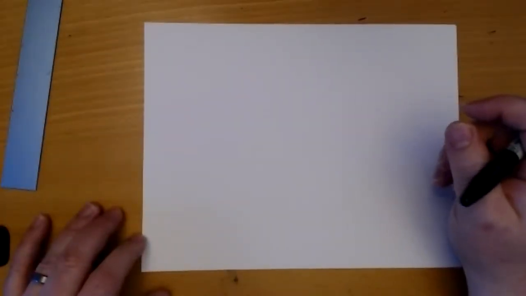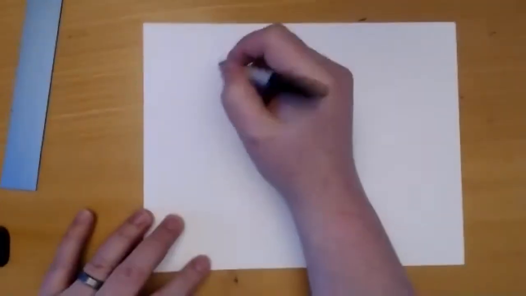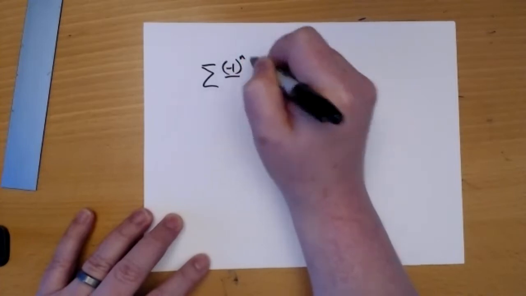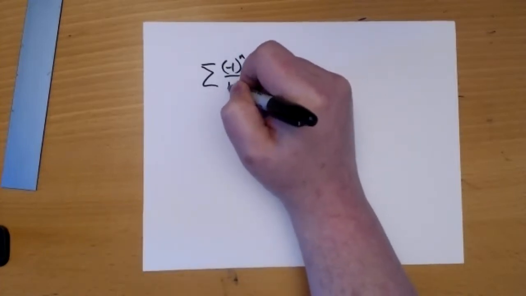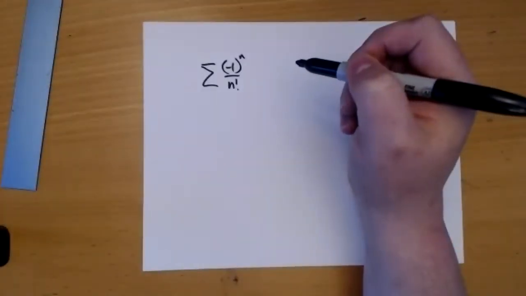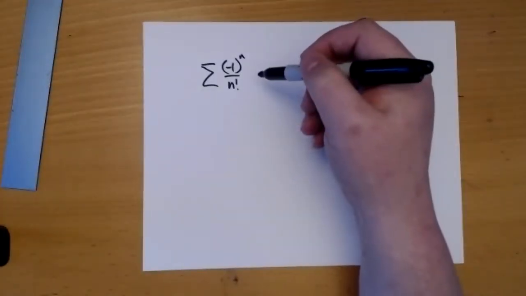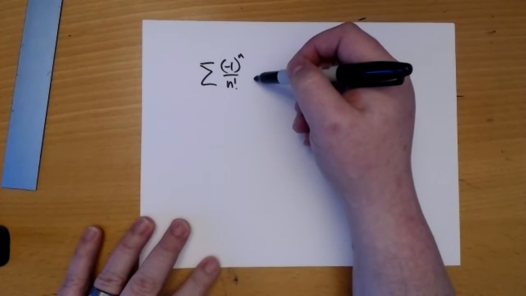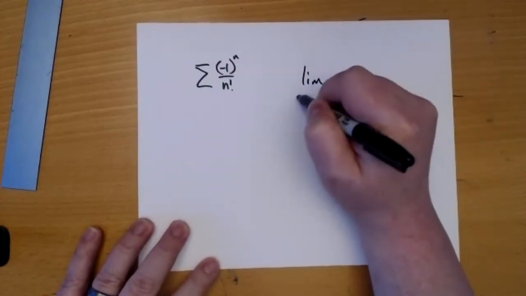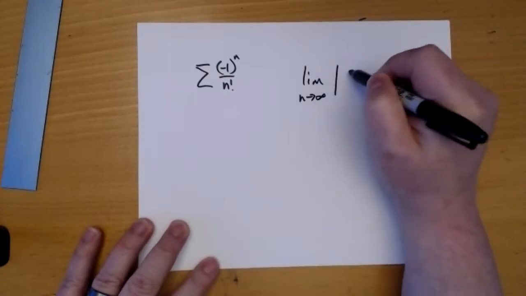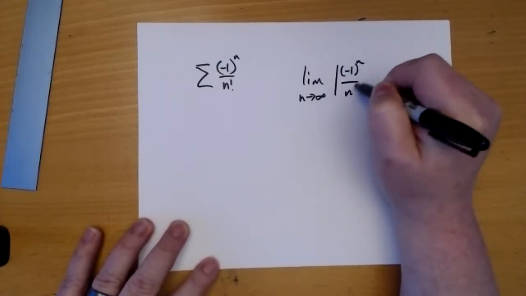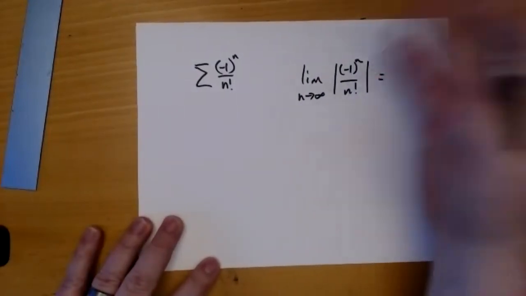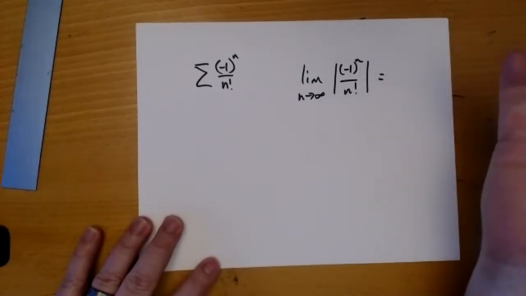Oh, okay, so 25 would be -1 to the power of n over n factorial. Well, this is the alternating series. So you would separate the -1. Or all you have to say is that the limit as n approaches infinity of the absolute value of -1 to the n all over n factorial.